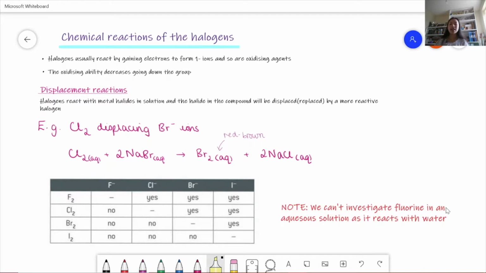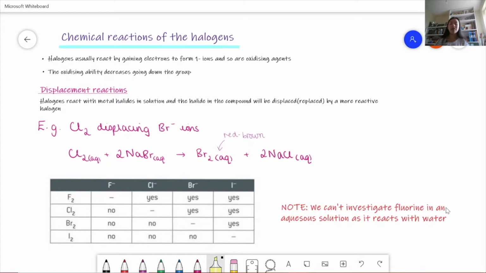Now we're going to have a look at displacement reactions. So halogens react with metal halides in solution, and the halide in that compound will be displaced, which means replaced by a more reactive halogen. So, for example, chlorine is higher up than bromine in group 7. So that means that it's a more reactive halogen compared to the halide, which is the bromide ion. And so when you put chlorine into a solution with the bromide, what happens is that the bromide is displaced.